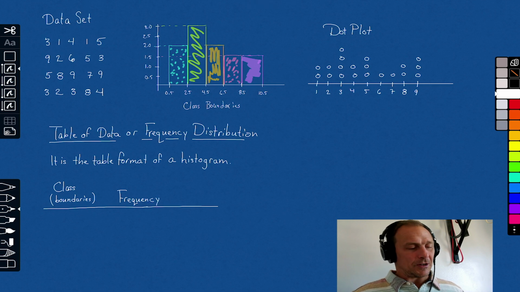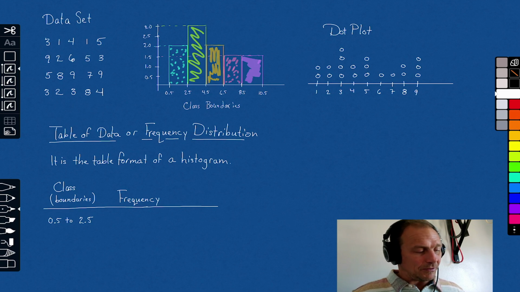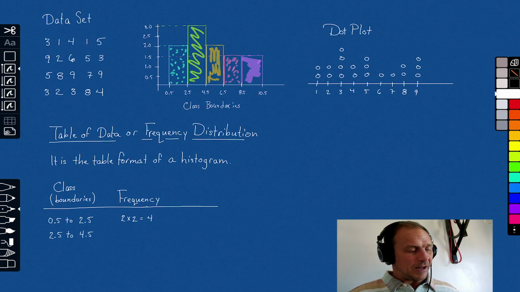All right, so our first class, we just look at our histogram, goes from 0.5 to 2.5. The width of the class is 2, the height is 2, so it has a frequency of 4. Remember, it's the width times the height. And the next class is 2.5 to 4.5. It still has a width of 2, and a height of 3, so it has a frequency of 6.